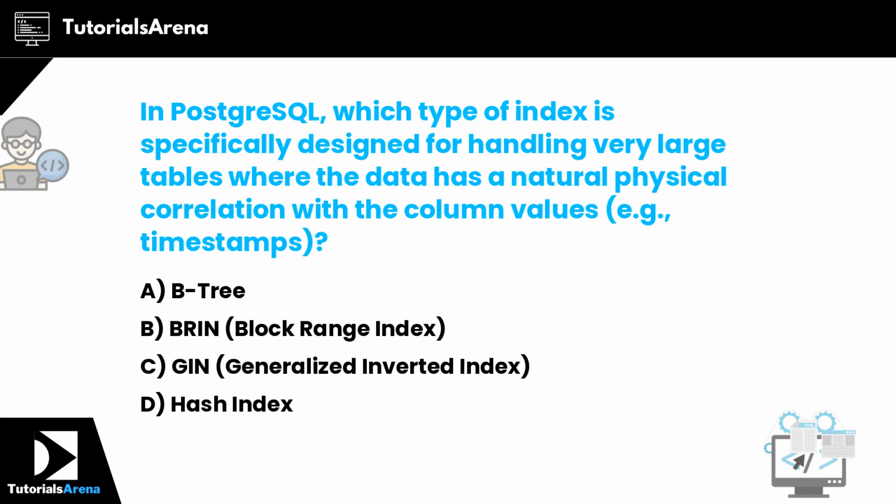In PostgreSQL, which type of index is specifically designed for handling very large tables where the data has a natural physical correlation with the column values, e.g., timestamps? The correct answer is option B, BRIN, block range index.